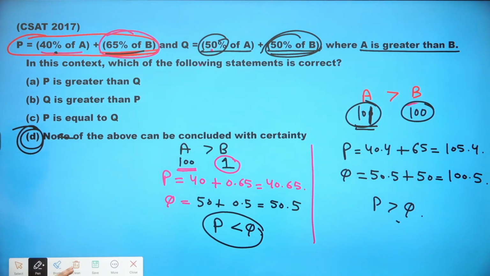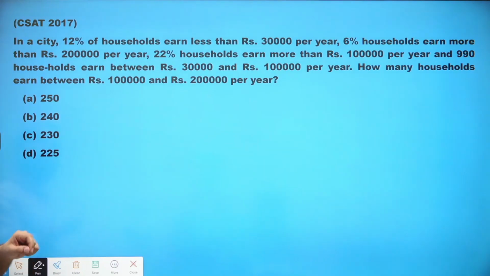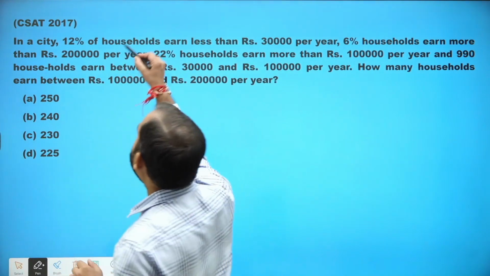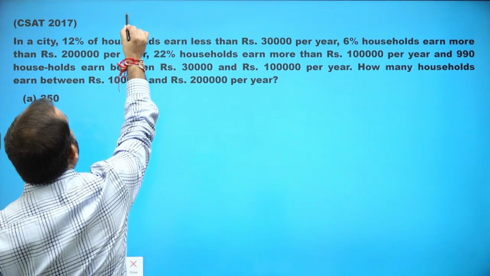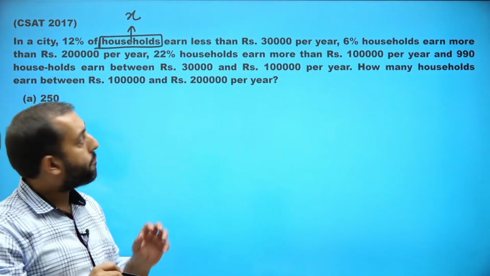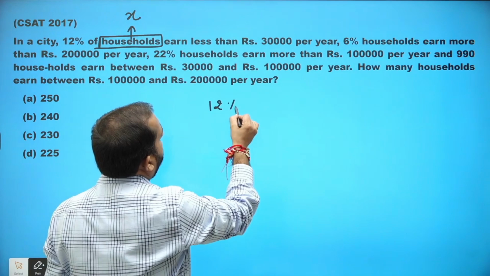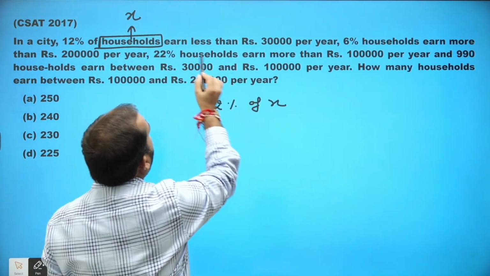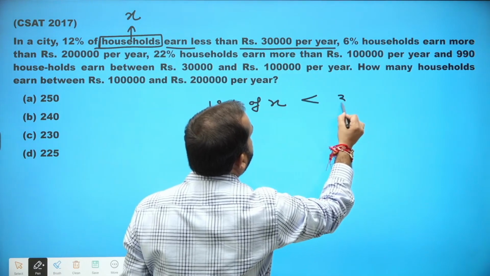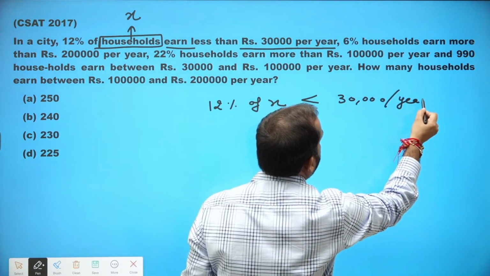Let's move on to the next question now. This says in a city 12% of households. So let's say in that city total households are X. So 12% of X earns less than 30,000 per year. It is given to us.